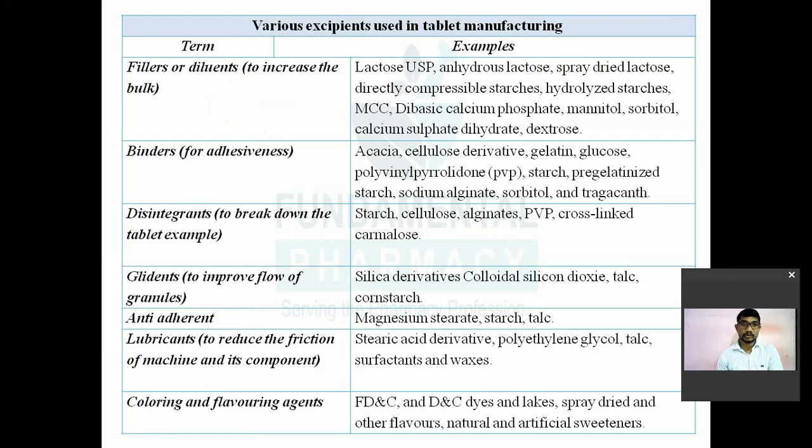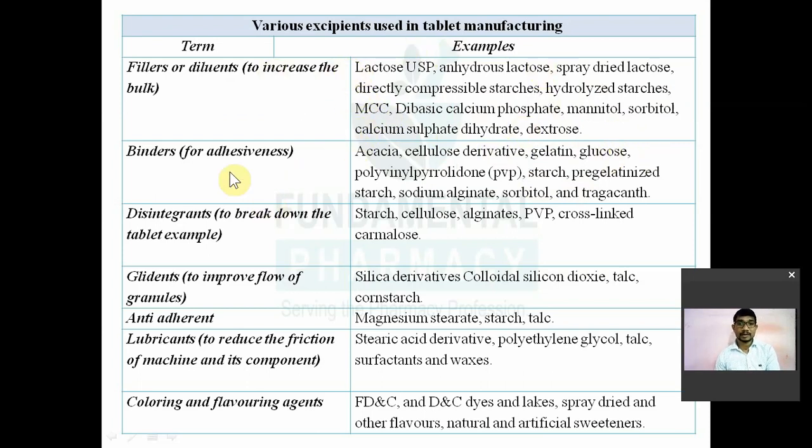So what can you add? You can add lactose, anhydrous lactose, spray-dried lactose, directly compressible starches are also available, hydrolyzed starches, then microcrystalline cellulose, dibasic calcium phosphate, mannitol, sorbitol, calcium phosphate dihydrate, dextrose. So these are the examples of diluents or fillers. They can be used to increase the volume of your tablet.